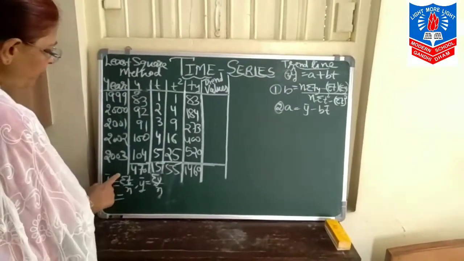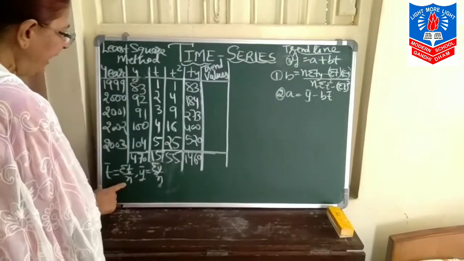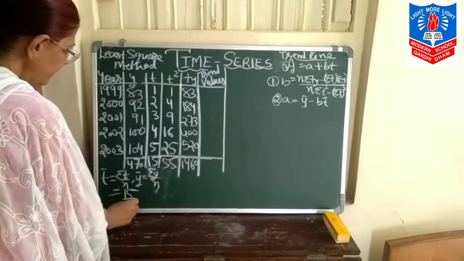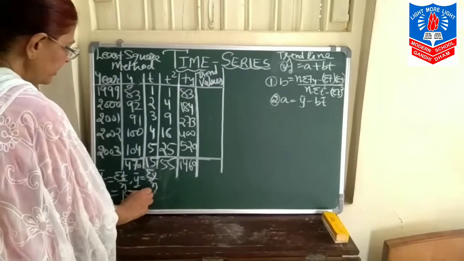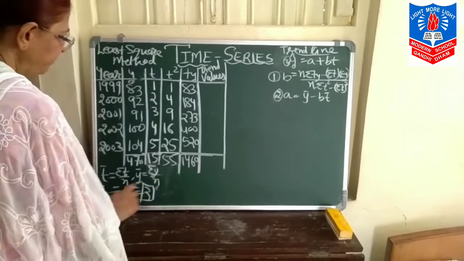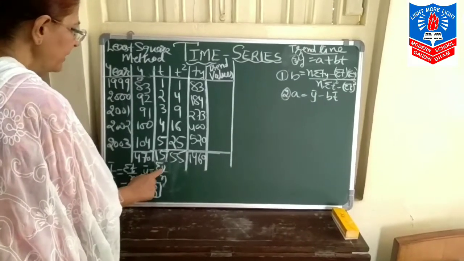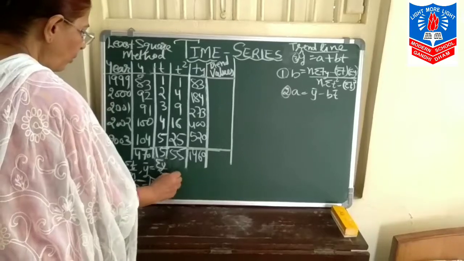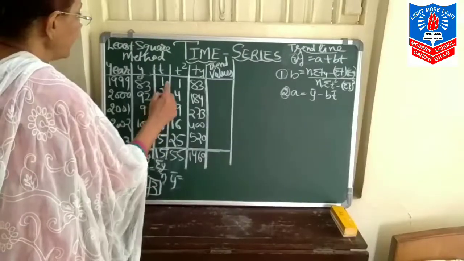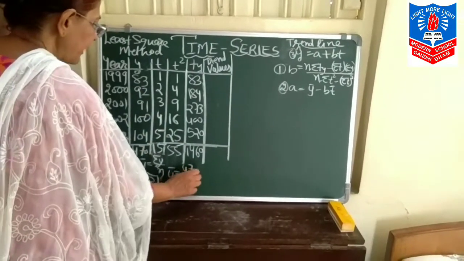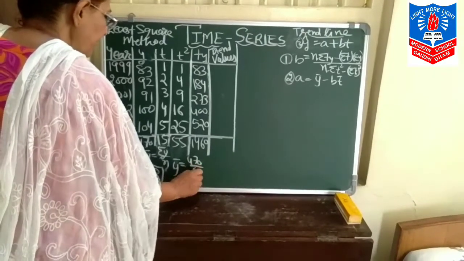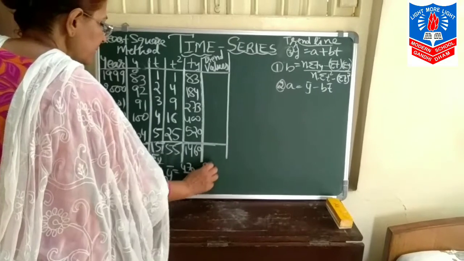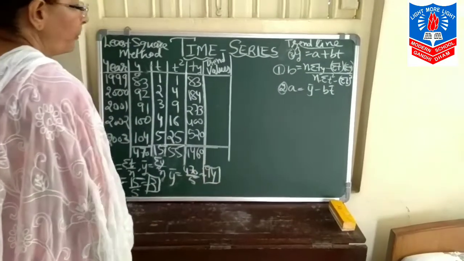Now next, two more values we want for a, that is t bar and y bar. Now t bar, how do you find? Sigma t by n. Sigma t is 15 and n is 5. So this will be 3. Next y bar, that is sigma y divided by n. Now sigma y is 470 divided by n, 5, and the value of this is 94.